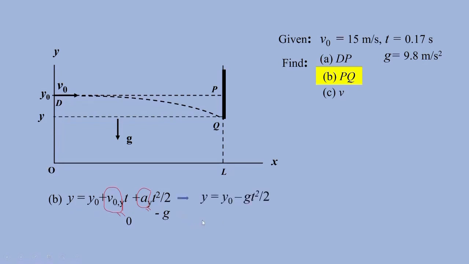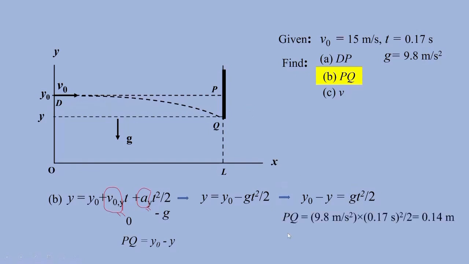We rewrite this equation in the following form, simple algebra, and we take into account that y0 minus y is exactly pq. The last what we need to do is just plug in here the given numbers, and we have for pq the following answer, 0.14 meters. So the second part is solved.